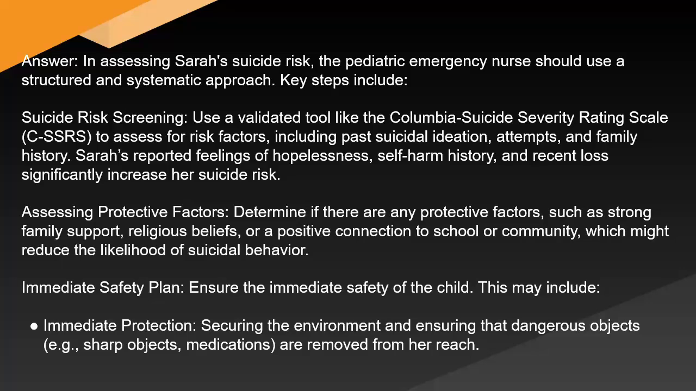Assessing protective factors: determine if there are any protective factors such as strong family support, religious beliefs, or a positive connection to school or community, which might reduce the likelihood of suicidal behavior. Immediate safety plan: ensure the immediate safety of the child. This may include immediate protection, securing the environment, and ensuring that dangerous objects, e.g., sharp objects and medications, are removed from her reach.